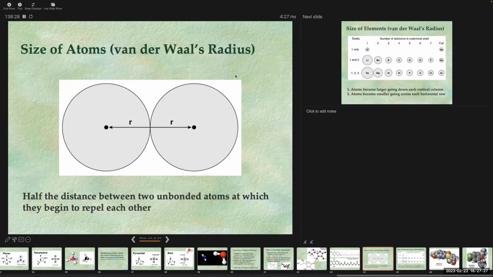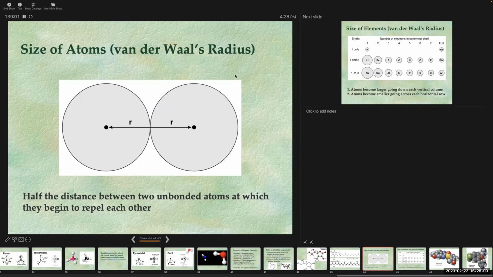All right, last thing I want to talk about before I wrap up for today. When you're creating illustrations of molecules, you need to be aware that the atoms have different sizes. Each atom has a diameter or a radius known as the van der Waals radius. And there's a technical definition, which I put on the slide.